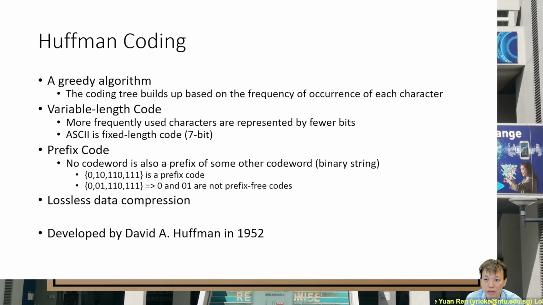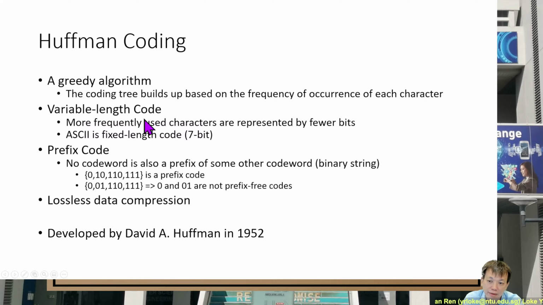So Huffman Coding is a greedy algorithm. The coding tree is built based on the frequency of occurrence of each character. And the code is a variable length code. For example, what you have learned, you usually use the ASCII code. ASCII code is a fixed length code. That means you only use 7 bits to represent all the characters. You can represent up to 128 characters by using 7 bits, 2 to the power of 7. So you can represent all these characters.